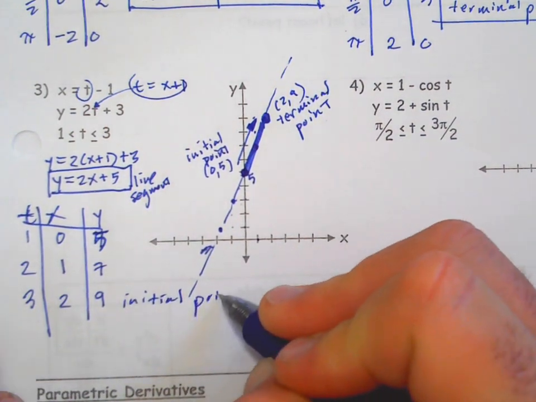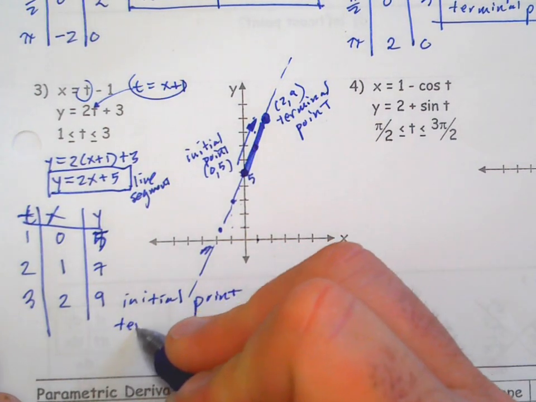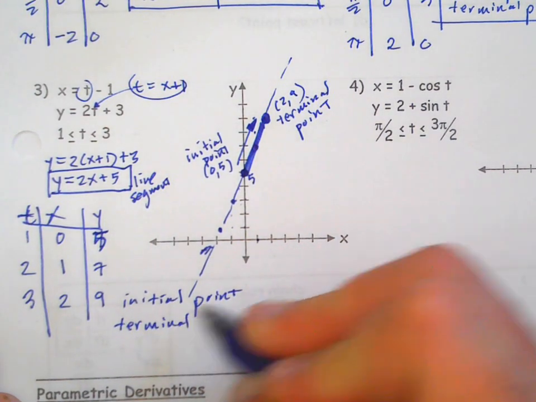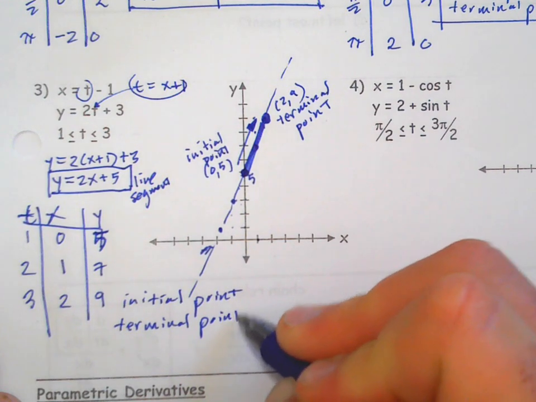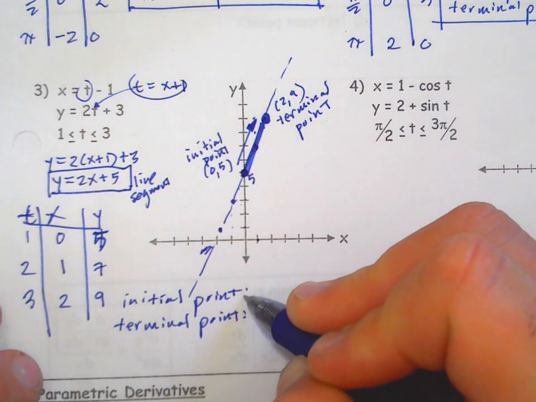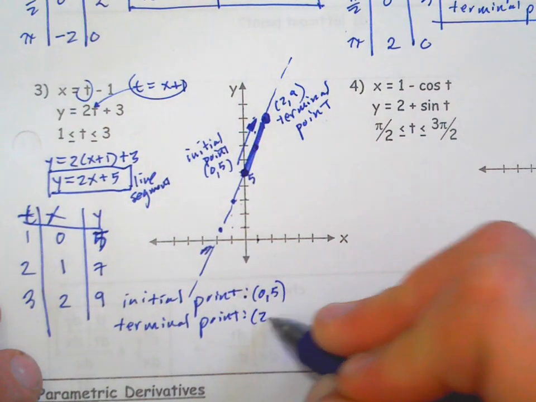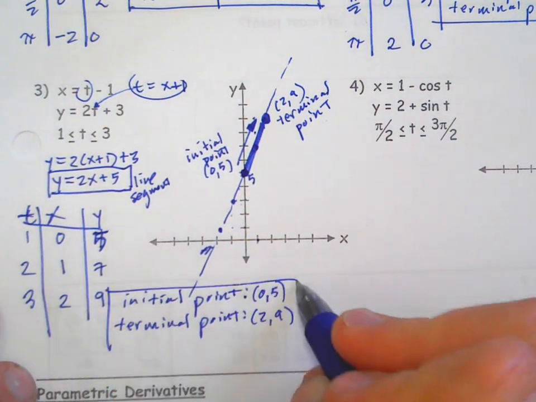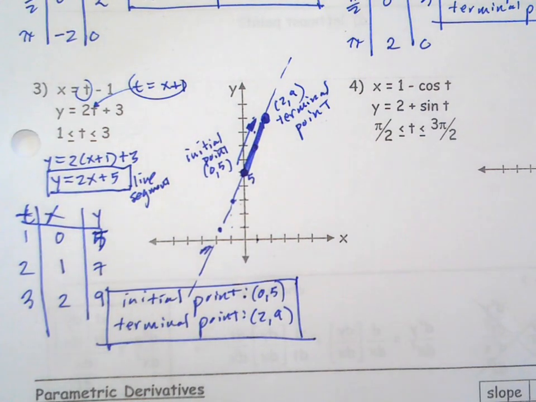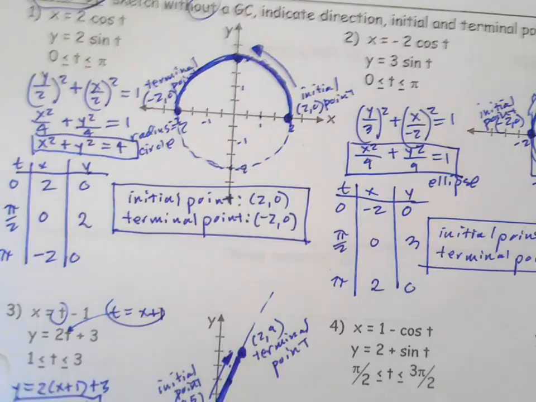Initial point, terminal point. So initial point was 0, 5. Terminal point was 2, 9. There you go. All right, next one.